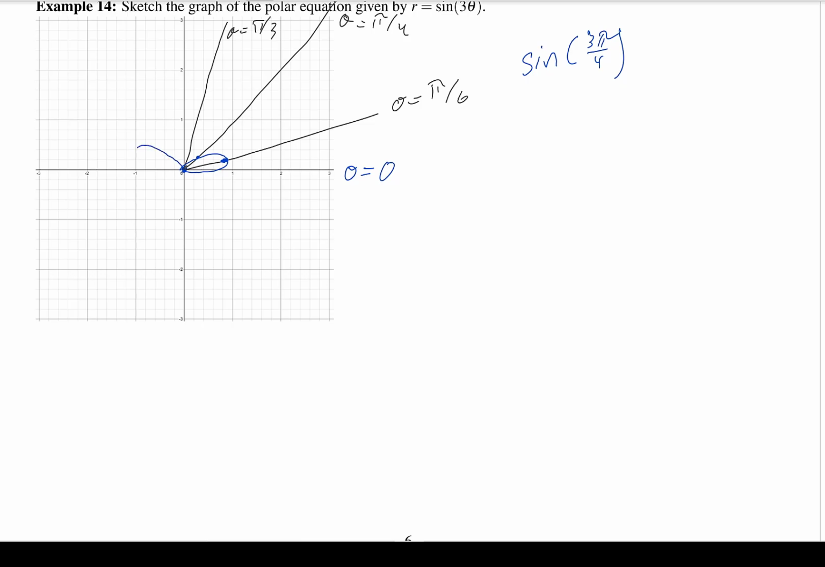And then I'll get another one at 5 pi over 6. So this one's at theta equals 5 pi over 6. And then finally, I'll get another one down here. Okay, so this should be a good introduction into how we plot stuff in polar coordinates and how polar coordinates actually work. Next section, we'll actually start doing some calculus with polar coordinates.